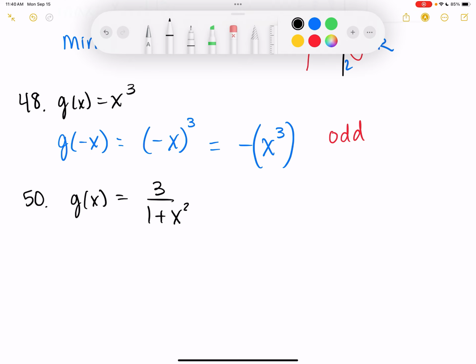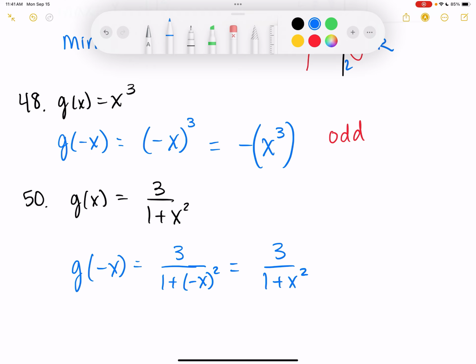So I'm going to do the same thing. I'm going to plug in negative x. So g of negative x is equal to 3 over 1 plus negative x squared. Well, what's a negative raised to an even power? Positive. So this is 3 over 1 plus x squared, which is the exact same thing I started with. So this is even.